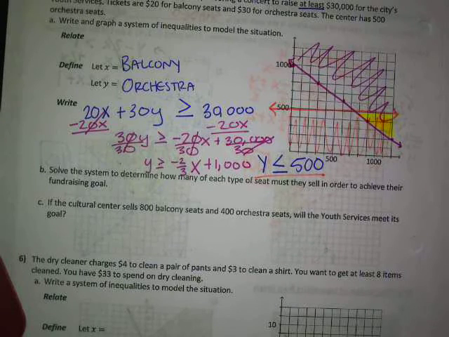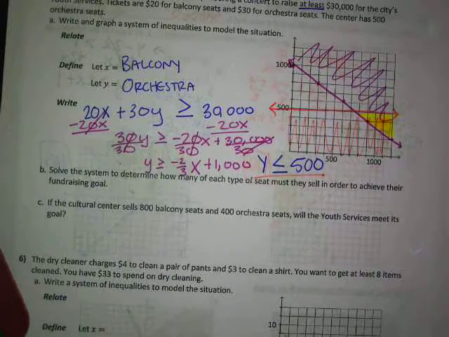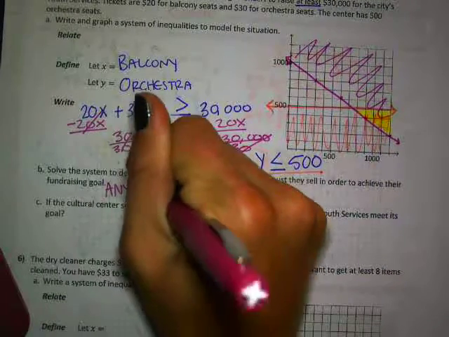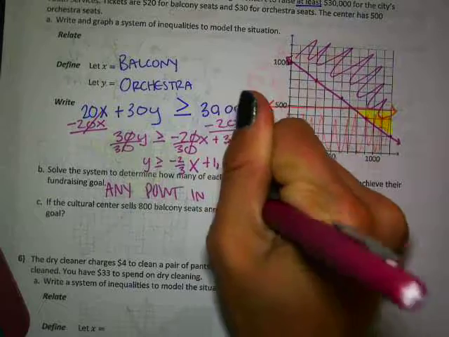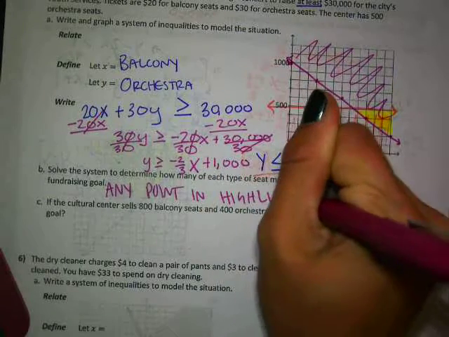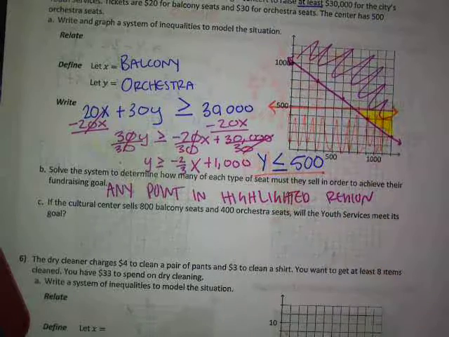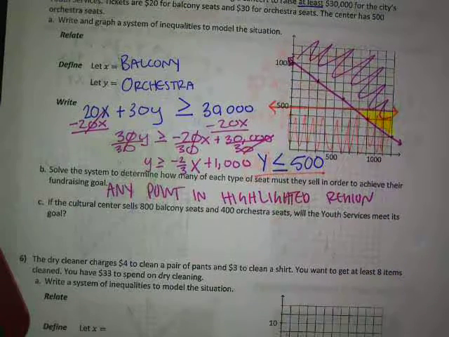All right, B says solve the system to determine how many of each type of seat they must sell in order to achieve their fundraising goal. Any point in the highlighted region will achieve their fundraising goal. So lots of answers here. I'm just going to start from the region. That's fine too.